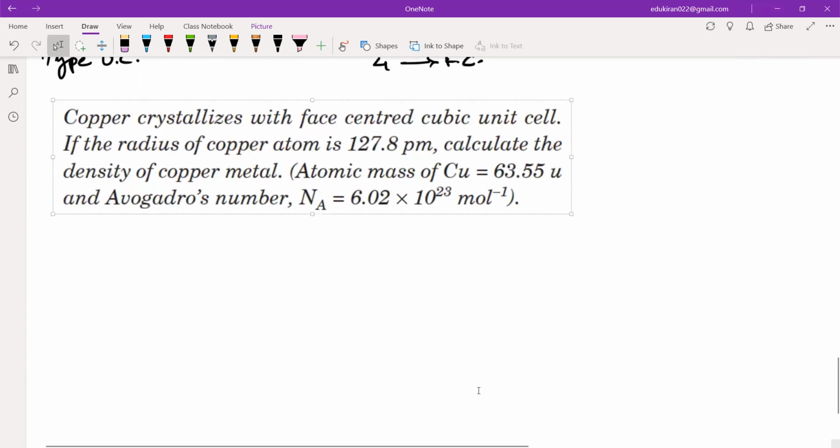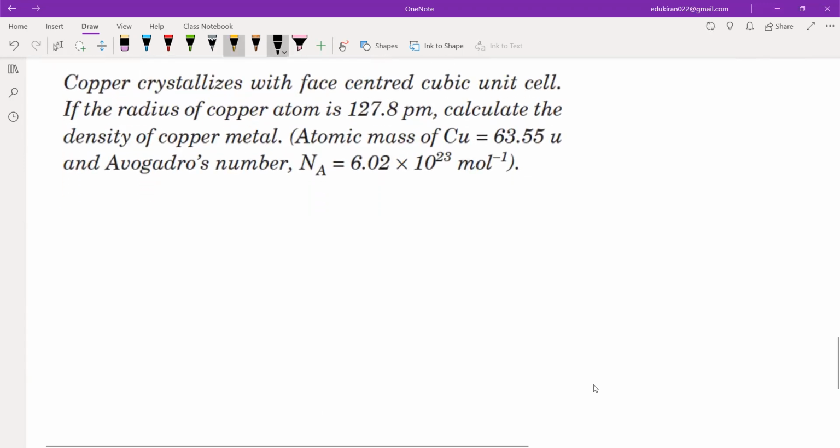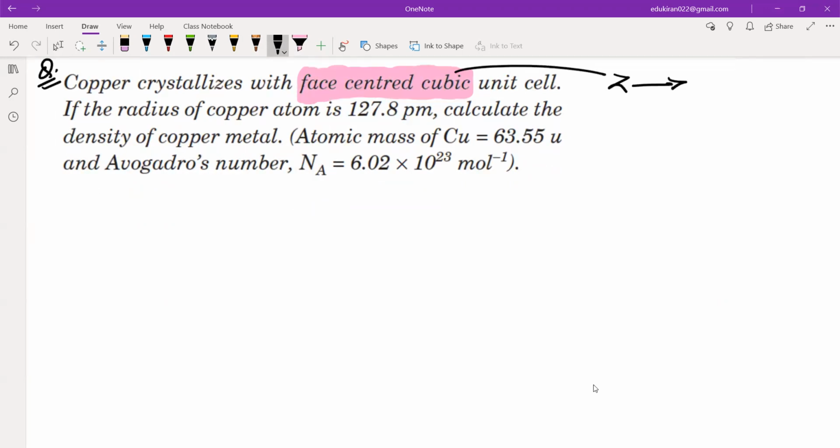So please look at this question. I will give you some hints here, then you can write it down. Copper crystallizes with face centered. See, they have given you face centered. When they are giving you face centered, the questioner thinks they are giving you the Z. If they have mentioned the type of unit cell, that means they have already given you the Z.